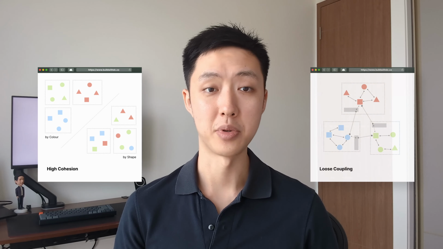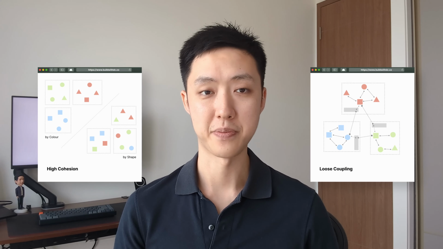I've covered this extensively in a series on designing for adaptability in complex software systems, so you can click on the link above for more details. In short, we want our code to be highly cohesive and loosely coupled in a decentralized architecture.